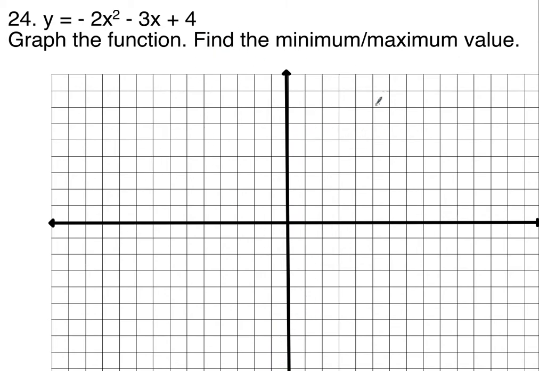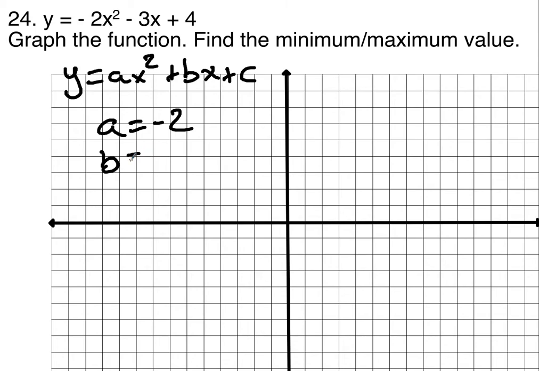So if we're going to find the vertex, we first have to find the axis of symmetry. Let's go ahead and write standard form again: ax squared plus bx plus c. So a is negative 2, b is negative 3, and c is 4. If you often get this mixed up or you have sign problems, it might be a good idea to actually write this down every time.